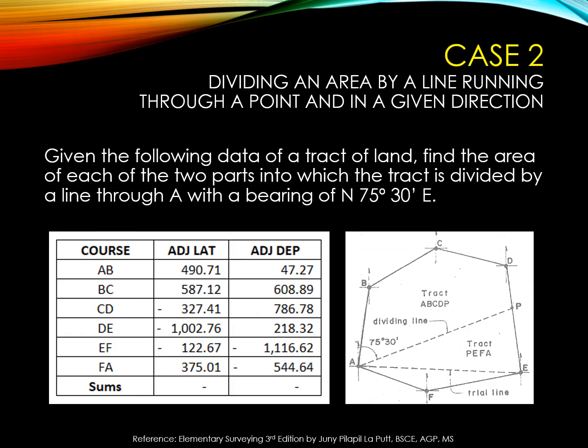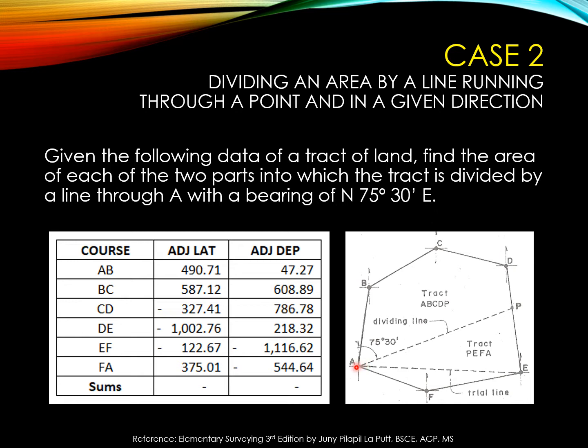for case number 2, dividing an area by a line running through a point in a given direction. This is the same figure as before: A, B, C, D, E, F. This is the data that we have, the adjusted latitude and departure. Given the following data of a tract of land, find the area of each of the two parts into which the tract is divided by a line through A with a bearing of north 75 degrees 30 minutes east.